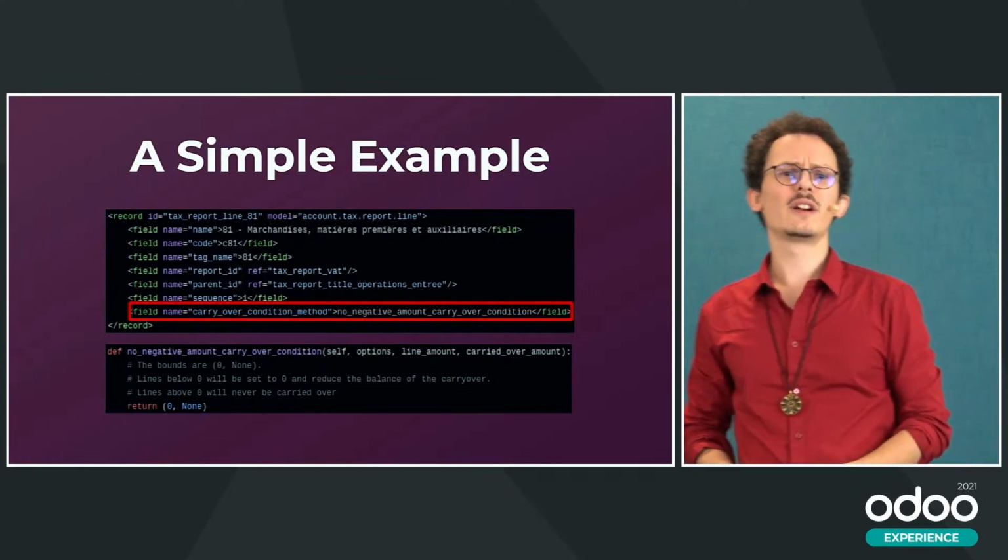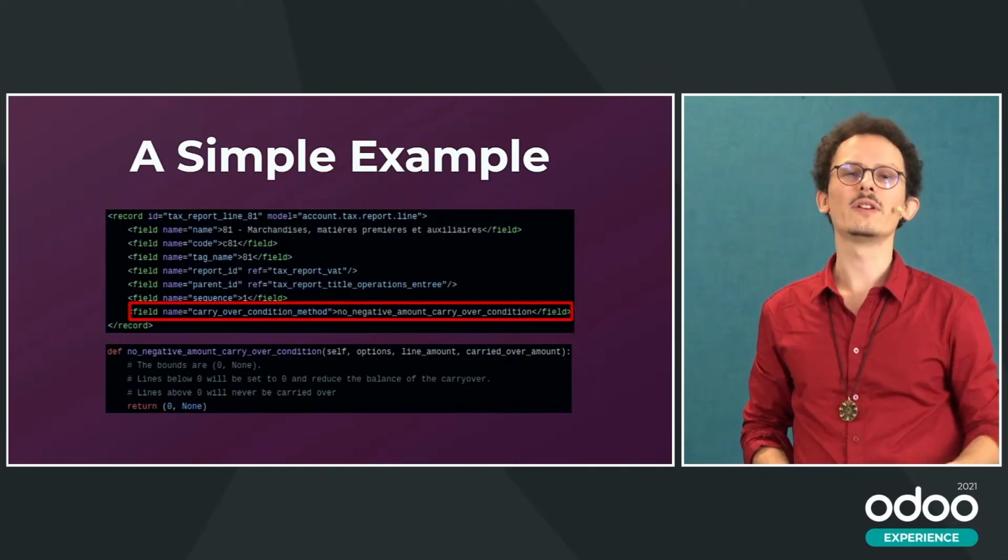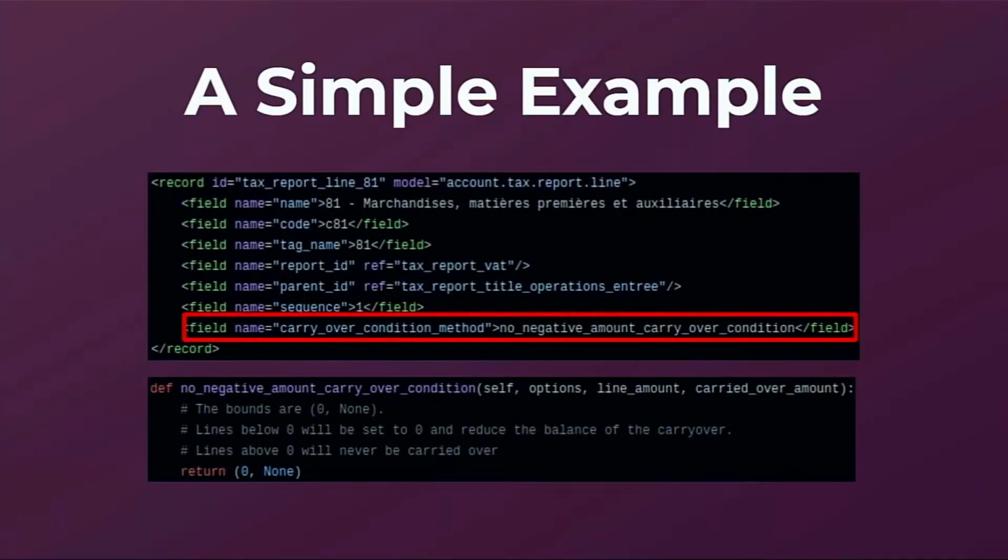So let's consider a small example of a report using carryover lines. Here, the Belgian tax report, grid 81. Grid 81 is a bit special because it may contain a negative amount at the end of your tax period, but when it does, you must declare it to the government as 0. And then you need to take this negative amount and carry it over to the next period. And if it's still negative in the next period, you need to carry over again, and so on and so on. So it's kind of special.